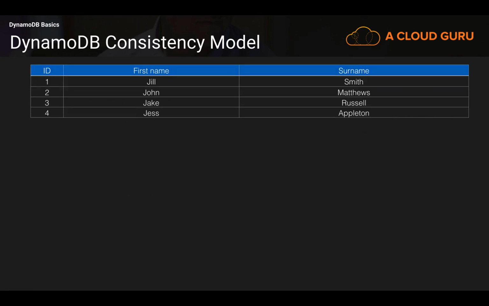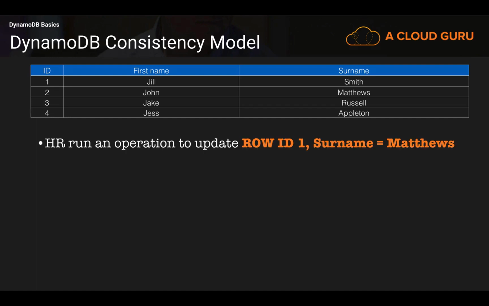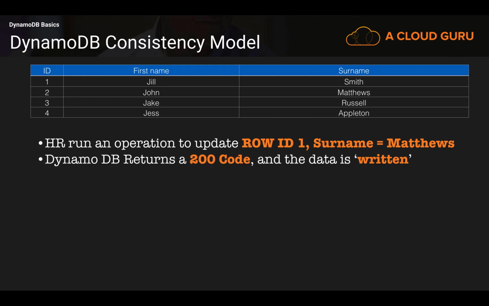This is a subset of a HR table for a large organization. Let's assume that Jill marries John and goes for the traditional option of taking John's surname. Jill Smith now becomes Jill Matthews. As part of this process, a request is lodged with HR, and HR run an operation to update the staff table. DynamoDB accepts the data update and acknowledges the write.